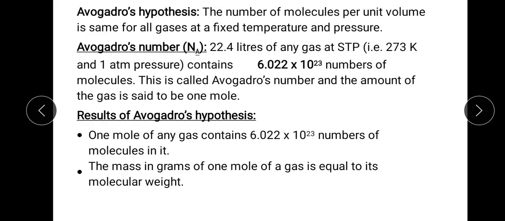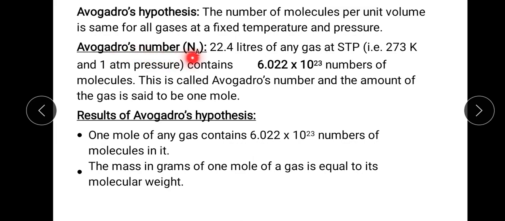The next concept is Avogadro's hypothesis. The Avogadro hypothesis says that the number of molecules per unit volume of a gas is the same for all gases at fixed temperature and pressure. That means, if the temperature and pressure values are fixed, all the gases will have the same number of molecules per unit volume. This is what the Avogadro hypothesis is.